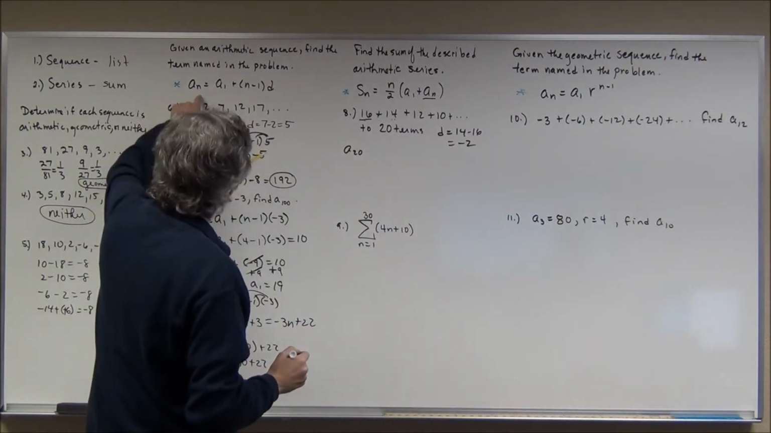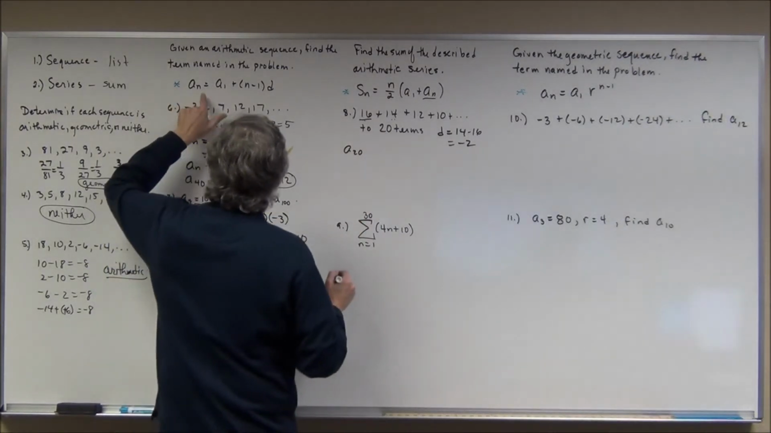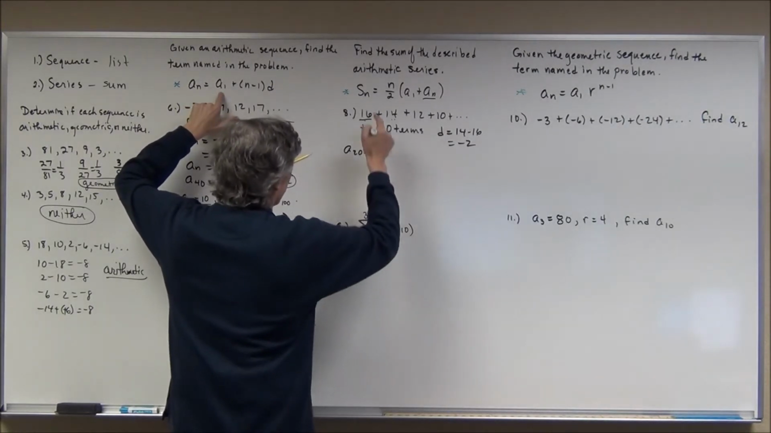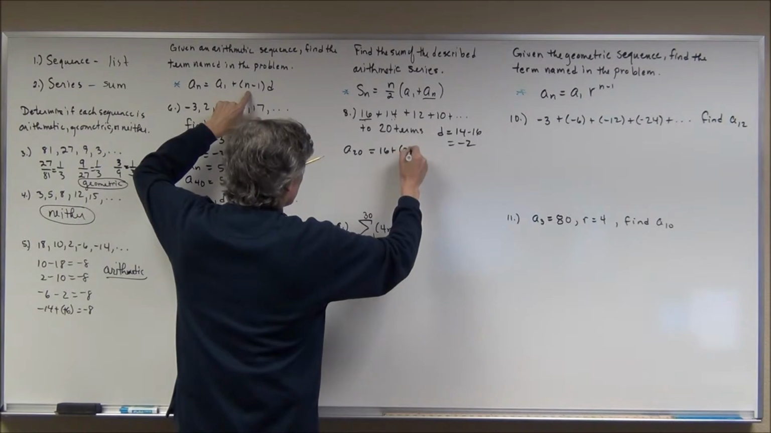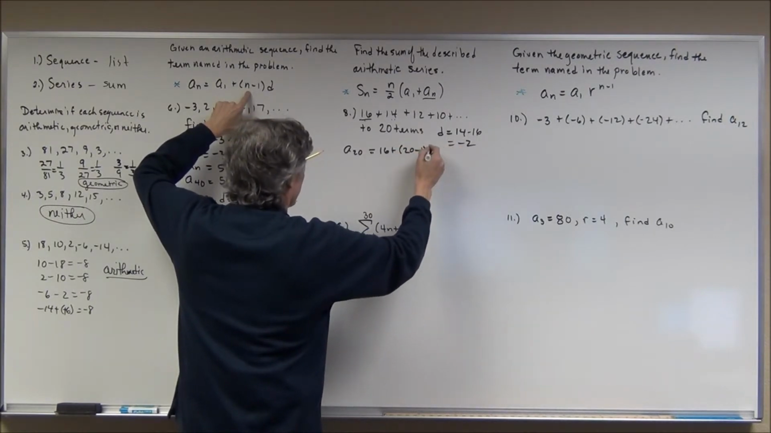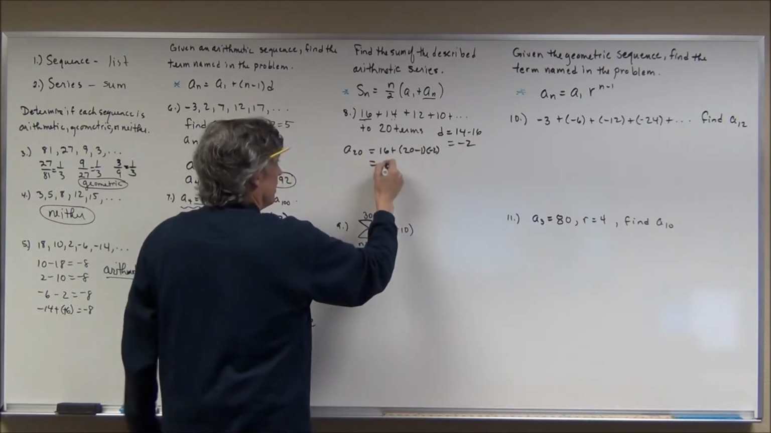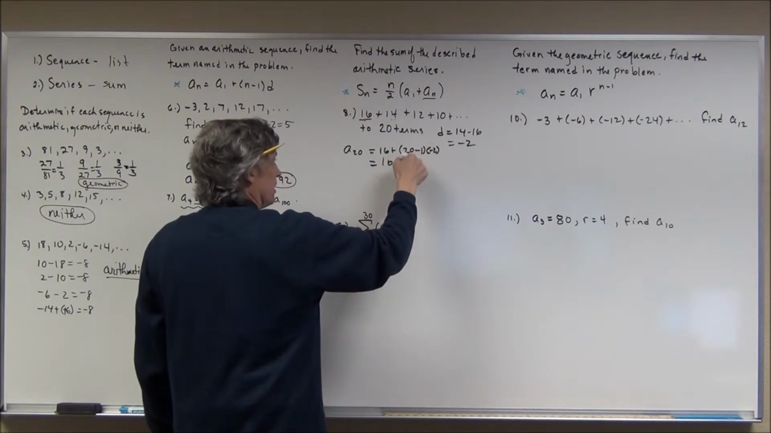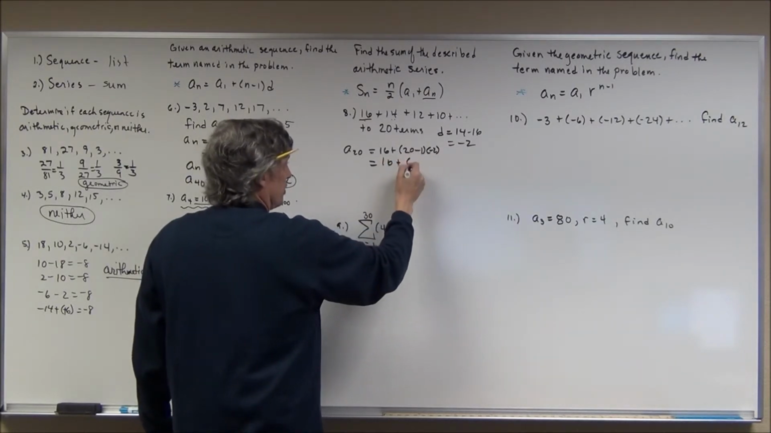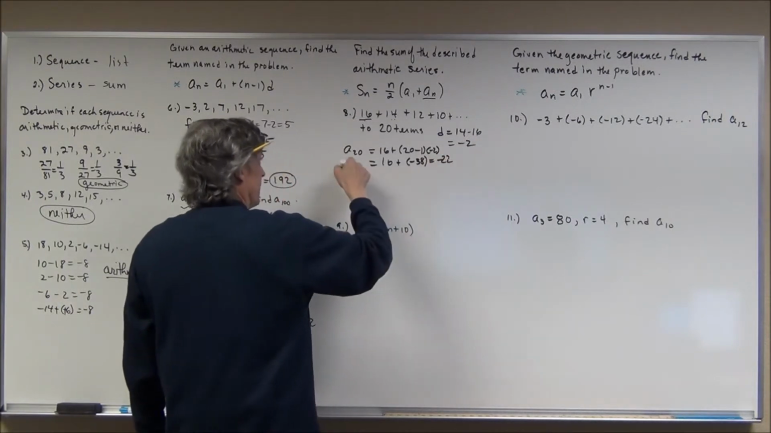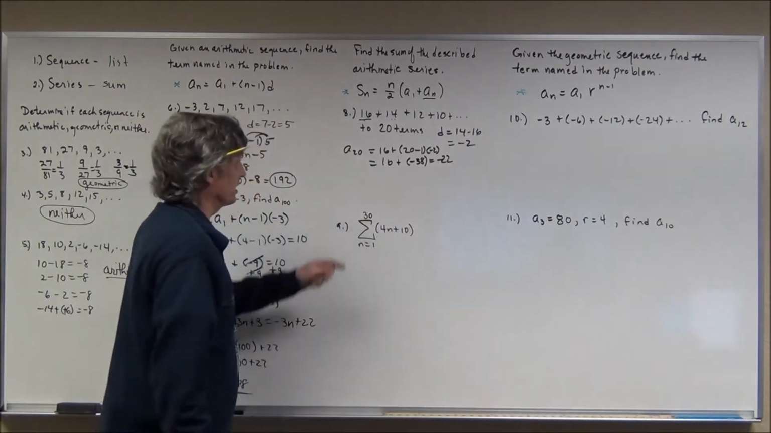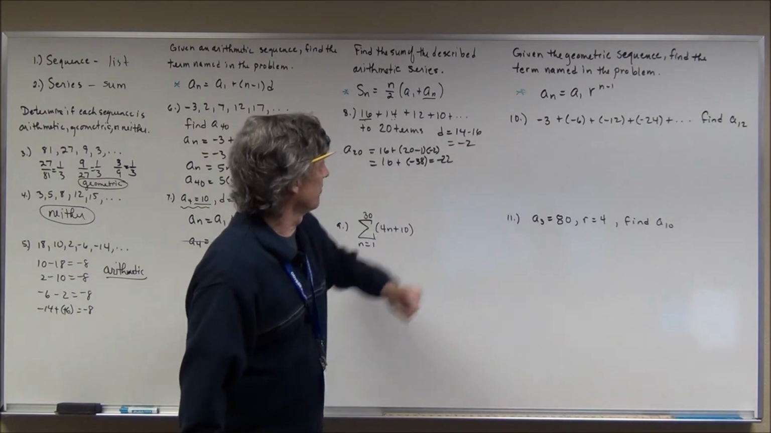Well, according to this formula right here, a sub 20, and it's 20 here, is equal to the first term, 16, plus, there's 20 terms, 20 minus 1 times my common difference, which is negative 2. So this is 16, this is 19 times negative 2, which is negative 38. So I get negative 22. That's a sub 20 is negative 22. That makes sense. The numbers are getting smaller.